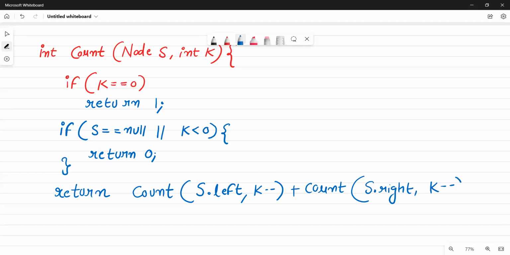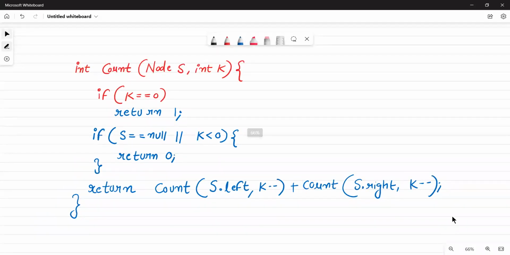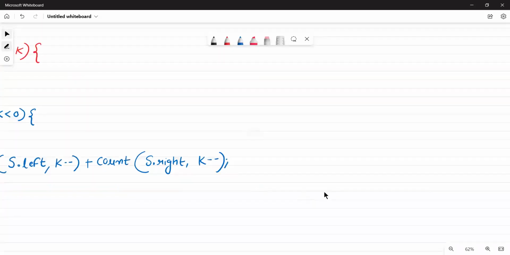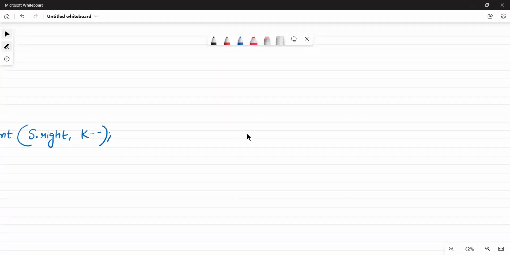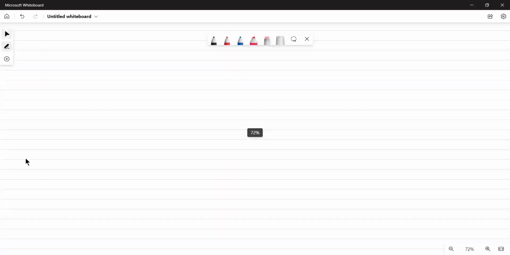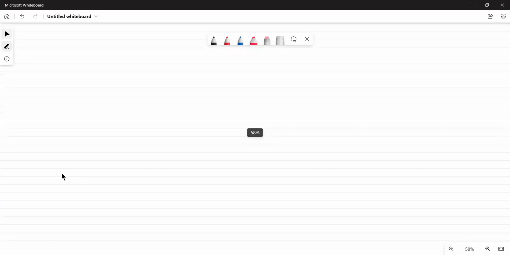K minus minus. Okay, so when they traverse, they will find out if there exist nodes at a distance k from the source node. If found, then it will return the answer accordingly. Clear? This is just for counting the nodes. Now coming to the main logic. Okay, let's minimize it.